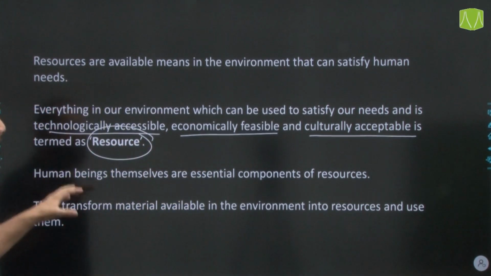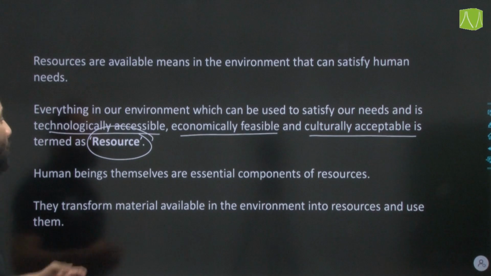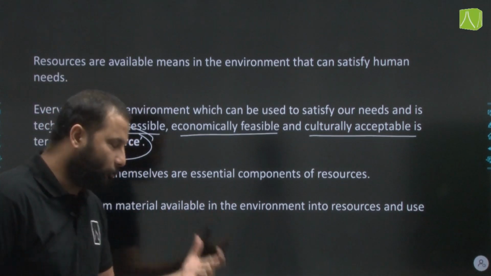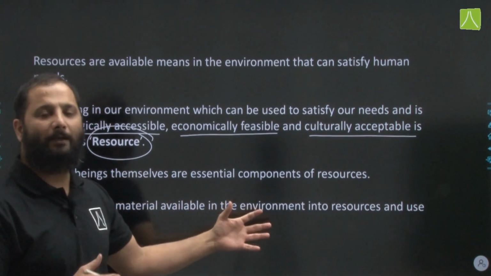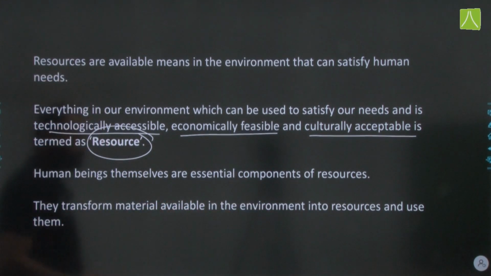Alright. Human beings themselves are the most important or essential component of resources. They transform material which is available to them in their environment into resources and then use them.